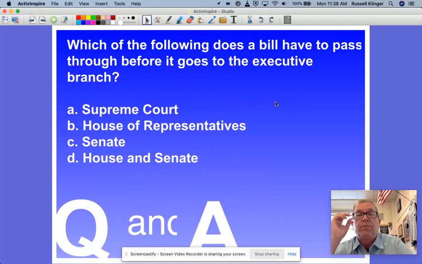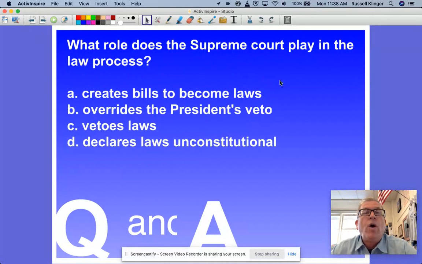Which of the following does a bill have to pass through before it goes to the executive branch? Well, hopefully you said D, the House and the Senate, because that's the correct answer. What role does the Supreme Court play in the process of lawmaking, essentially? If you said D, declares laws unconstitutional, then you would be correct.